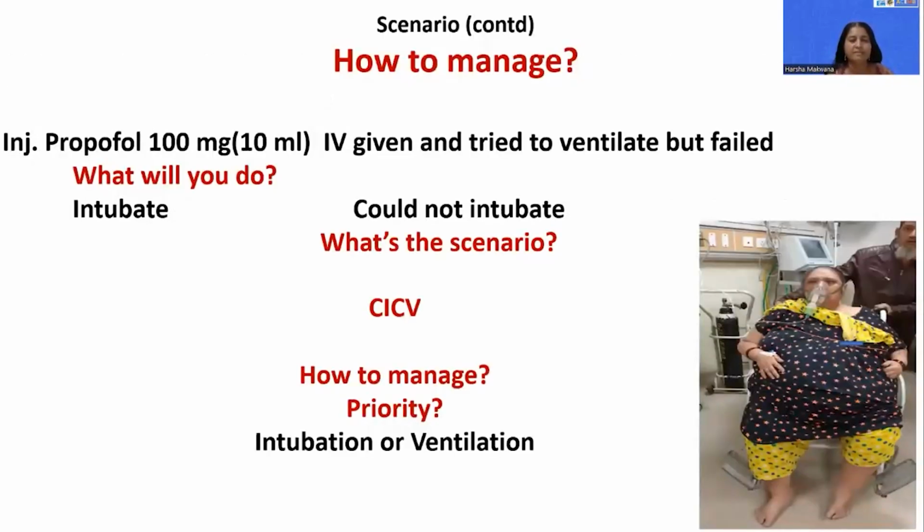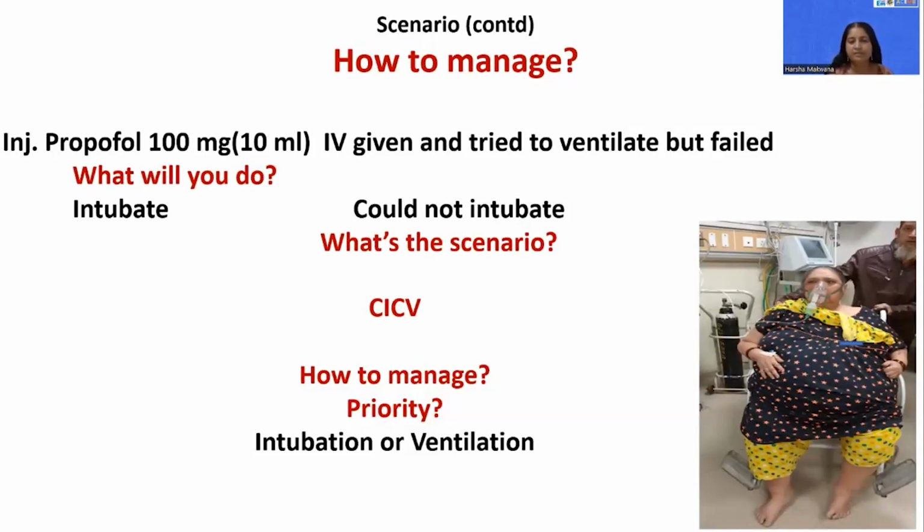So, how will we manage this? The ER staff gave injection propofol 100 milligram IV, and the intubating person tried to ventilate her with bag and mask ventilation. He could not ventilate her. So what should we do?